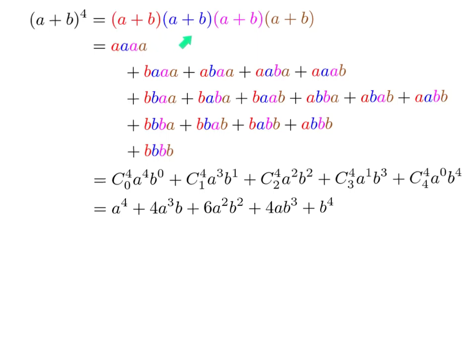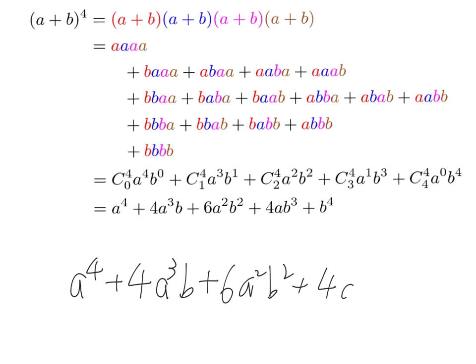Look, in this line the term is a to the power 4, and in this line there are totally 4 terms. The 4 terms are all in a cube b, and for this line we have 6 terms all in a square b square. And here we have 4 terms that are a b cube, and for the last line we have b to the power 4. So we have a to the power 4 plus 4a cube b plus 6a square b square plus 4ab cube plus b to the power 4.